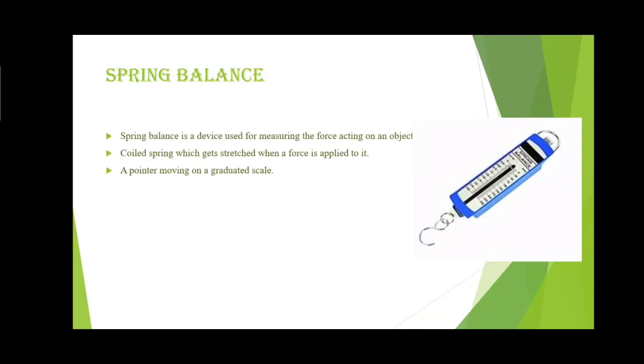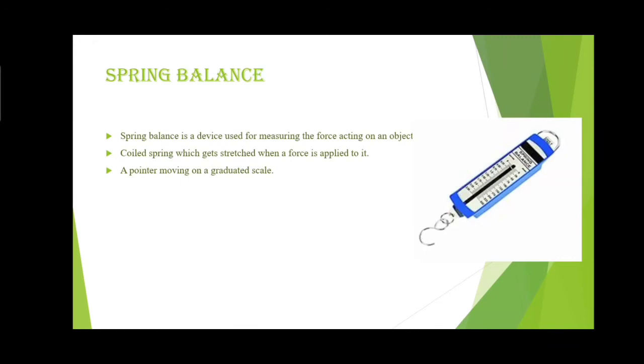See the picture, there is a scale. If you apply a force, then the spring will be stretched. Then we measure the pointer moving on a graduated scale. The reading on the scale gives the magnitude of the force. A spring balance is a device used for measuring what? Force acting on an object.